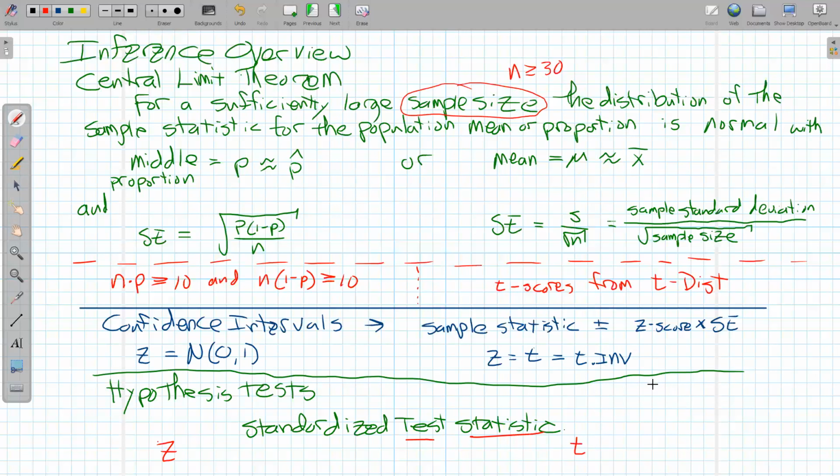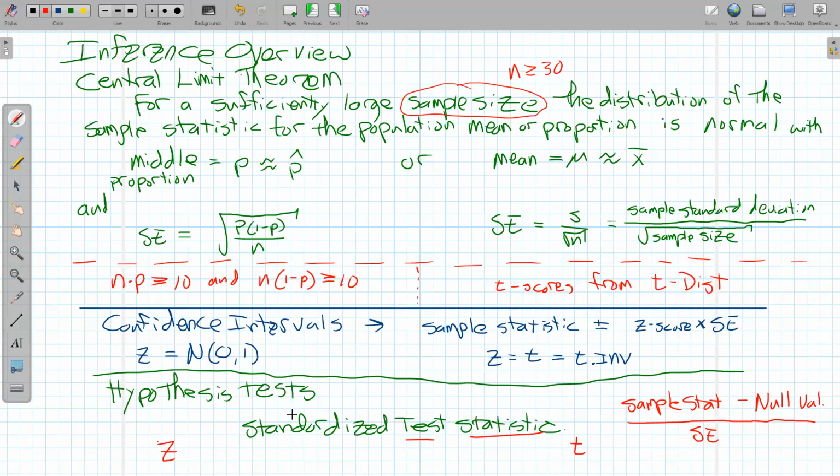To calculate those, it's always the sample statistic minus the null value divided by the standard error. Again, if we're talking about a mean, we call it a t-score. If we're talking about a proportion, we call it a z-score. And that is a summary of stuff we've done before and the new stuff for this week from the central limit theorem.